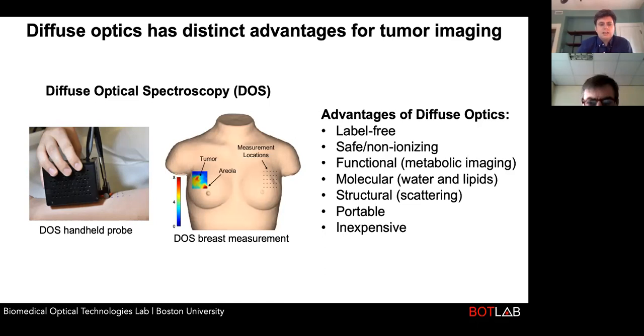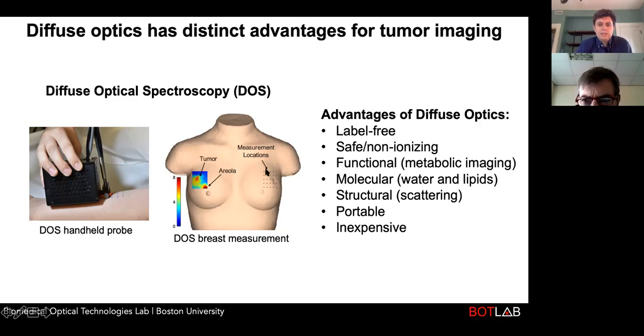And here's a little preview of our diffuse optical spectroscopy. This is one of the acronyms we use to talk about a specific diffuse optical technique when we're measuring multiple wavelengths. And I'll use the acronym DOS or DOSE during this part of the talk. But this is the handheld probe that we scan across the surface of the tissue.